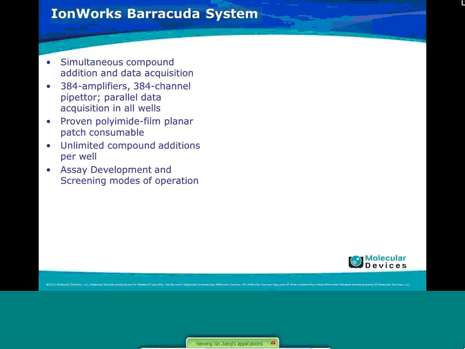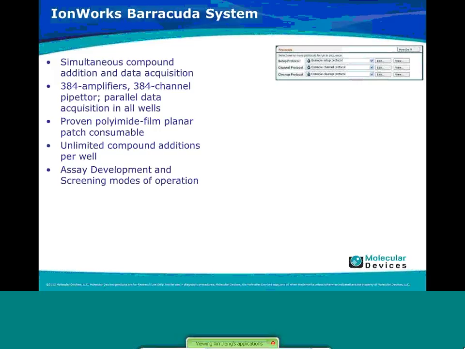The Barracuda system also features a very powerful and versatile software, which allows very high flexibility in terms of assay development for the user. The way this is achieved is that each assay on the Barracuda system is broken down into three different sections in the software, where you have a setup protocol, which essentially gets you from priming the instrument to the whole-cell, or in this case, the perforated patch configuration. So you have electrical access to the cells at the end of the setup protocol. And then you start something we call the channel protocol, which is highly flexible depending on the target of interest, and the cleanup protocol.